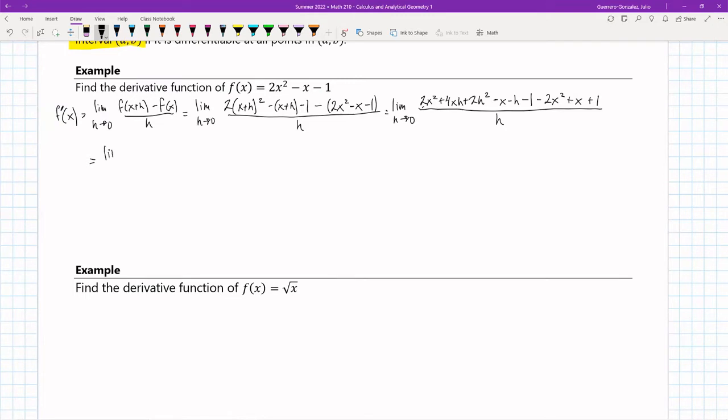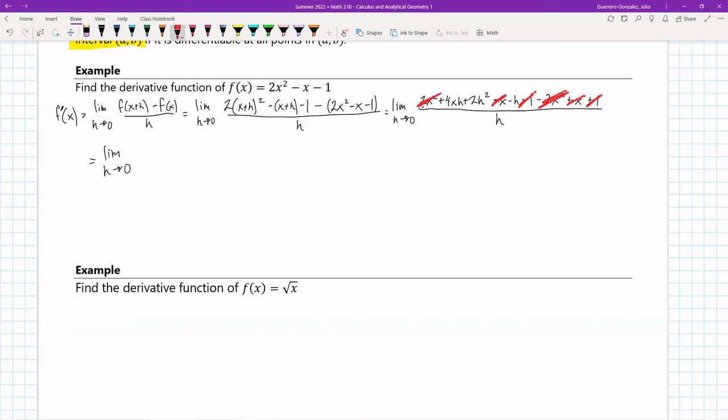So I'm going to do the limit as h approaches 0. Let's go ahead and start canceling some stuff out. So the +1, -1. There's a plus x and there's a minus x. And there's a -2x squared here with a +2x squared up front.